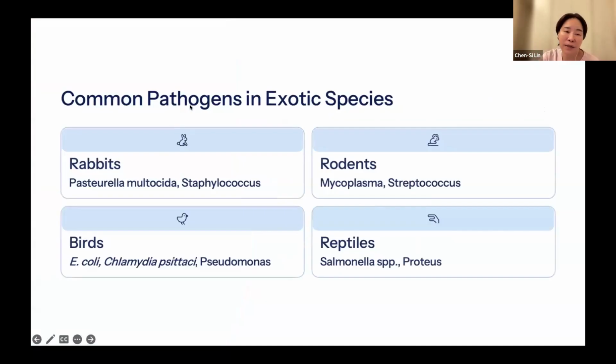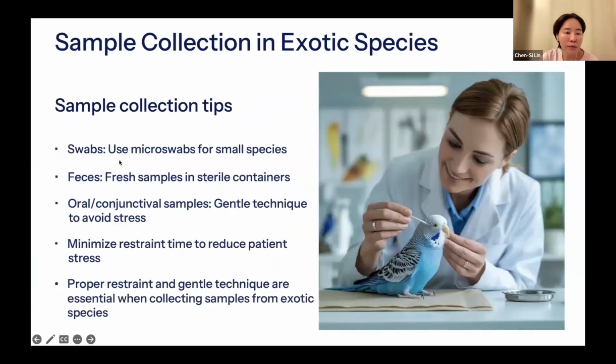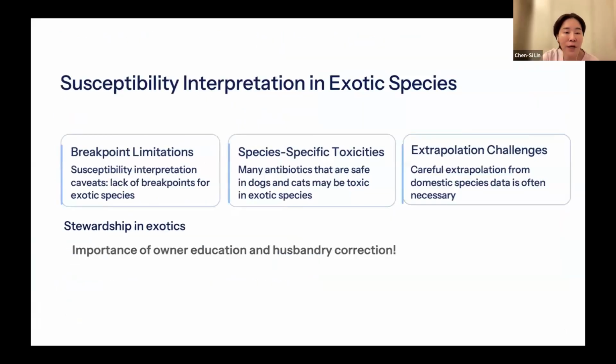So I just listed the common pathogens in exotic species. For example, in rabbits, we can see Pasteurella multocida, Staphylococcus, and also others in other specific species. There are some swab tips that we need to take care of, but later I will share the slides with you so we can see the tips there.